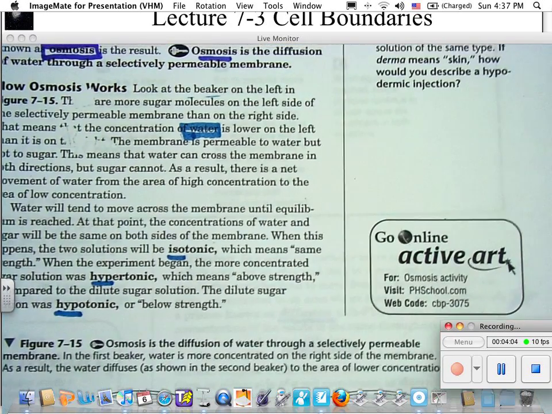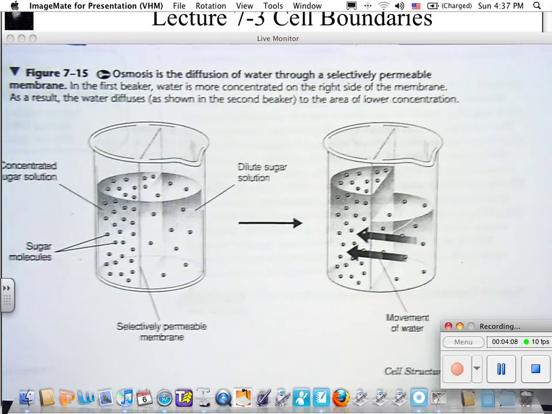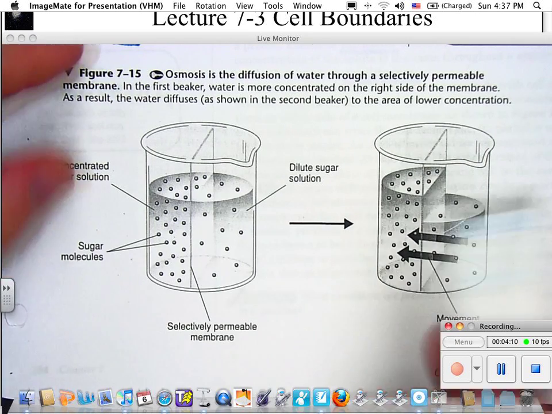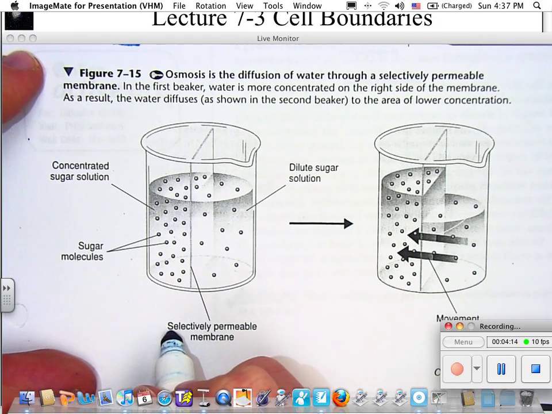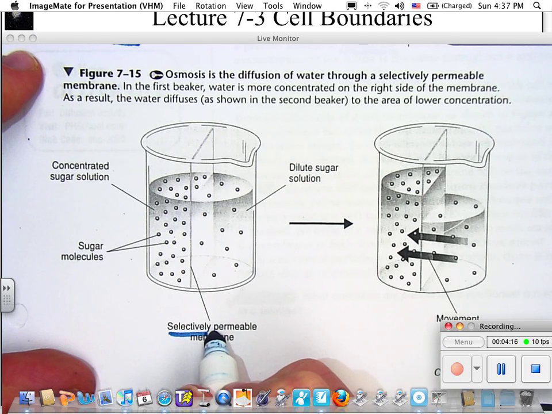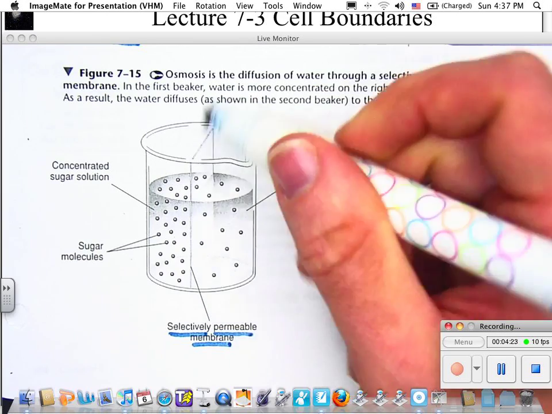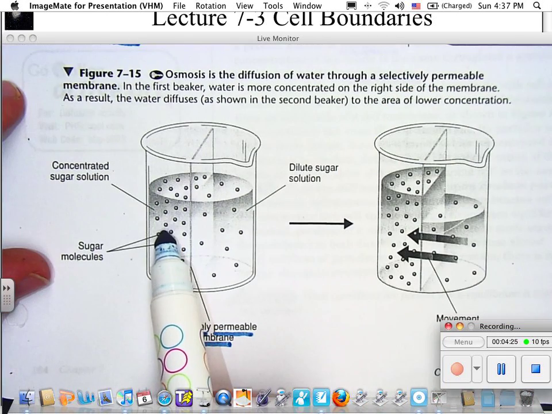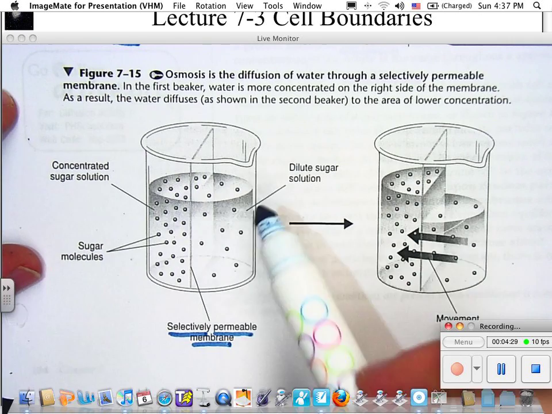So let's check out this pretty cool little figure here. So osmosis. Okay, so we've got a selectively permeable membrane. Selectively means only a few things. Permeable means can cross. Membrane means barrier. So a selectively permeable membrane, and on one side we've got more sugar molecules than we do on the other side. And we have the same amount of water.